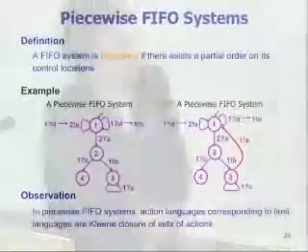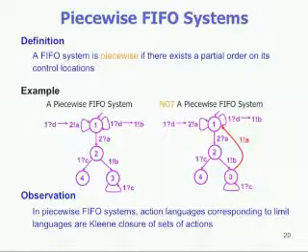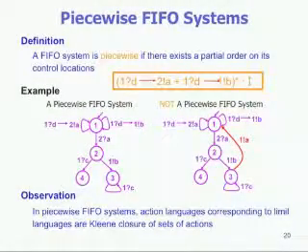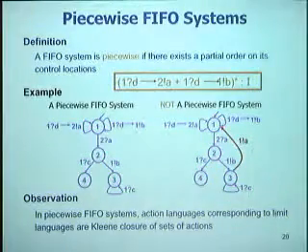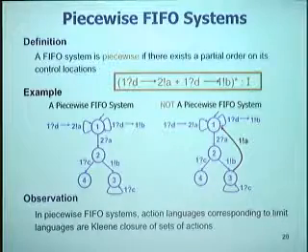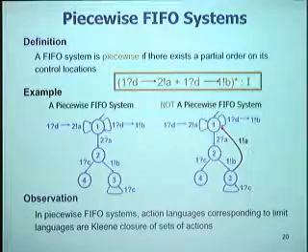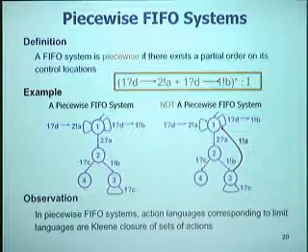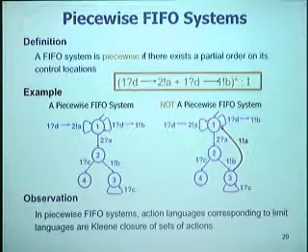The main observation here is that the action languages corresponding to the limit language are Kleene closures of sets of actions. So what does it mean? In here, for example, if I want to compute all reachable configurations at control location 1, I need to compute the result of applying this action, star of it, to I. So if I do not allow these loops in my structure, whatever I get in this block is always going to be a set of actions, not a regular language of actions, like a string of actions.